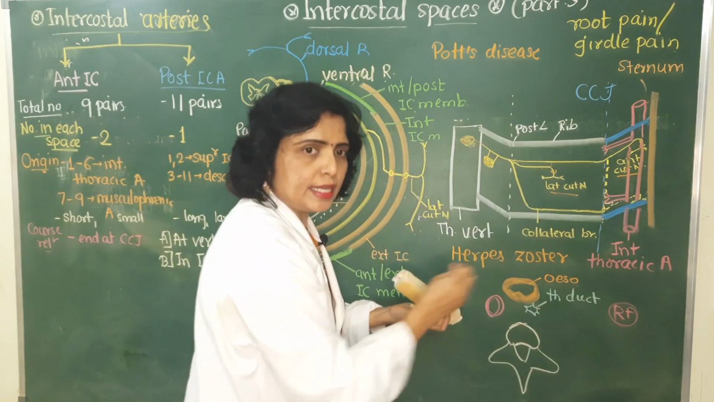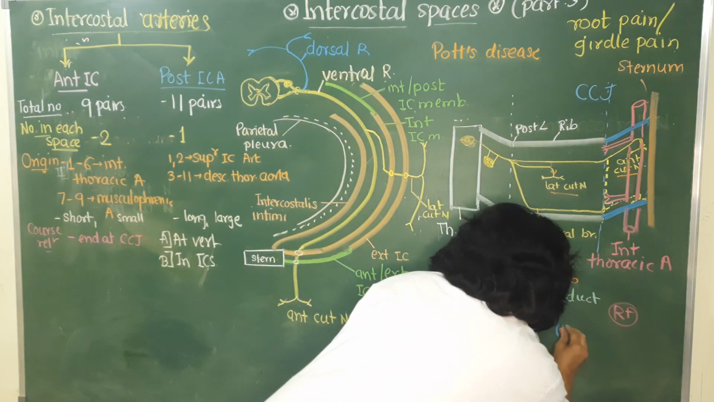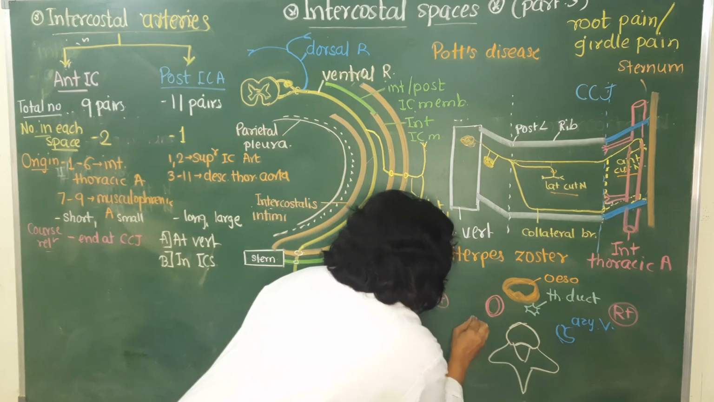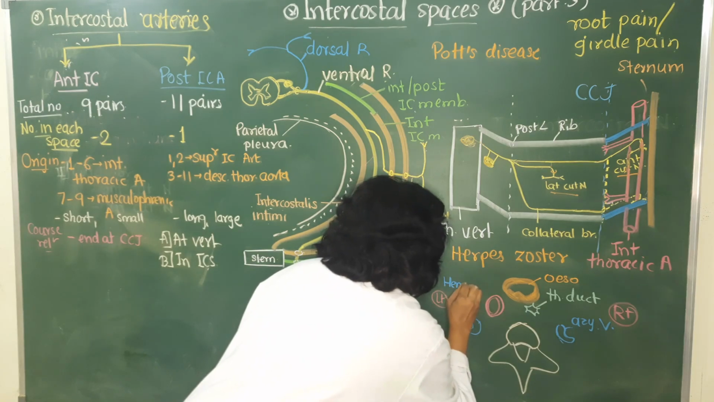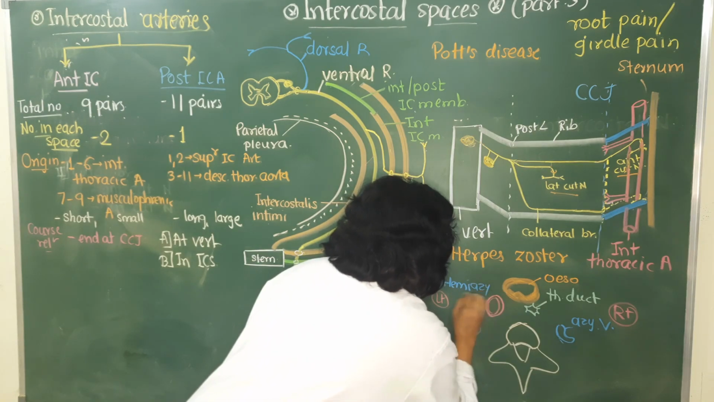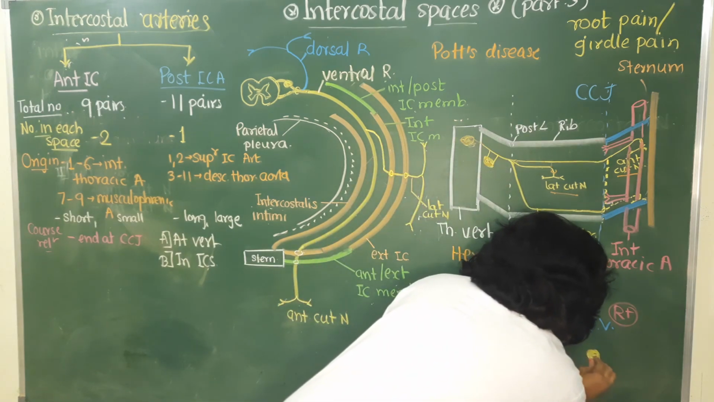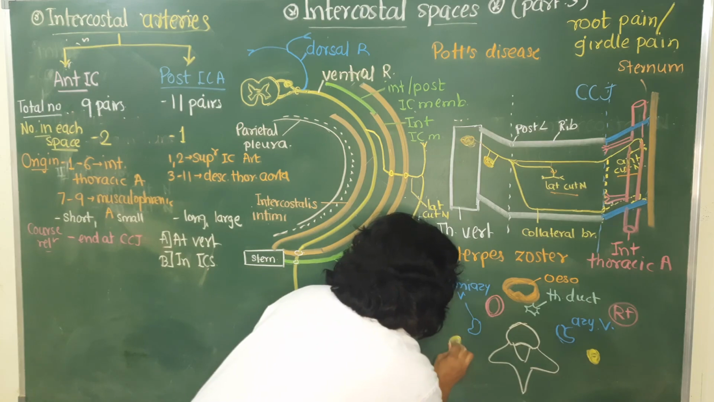And on the right side, here you get the vein, and this vein is the azygous vein. On the left side, this vein is the hemiazygous vein. And still to the lateral aspect, here you get the sympathetic chain, right and left sympathetic chain.